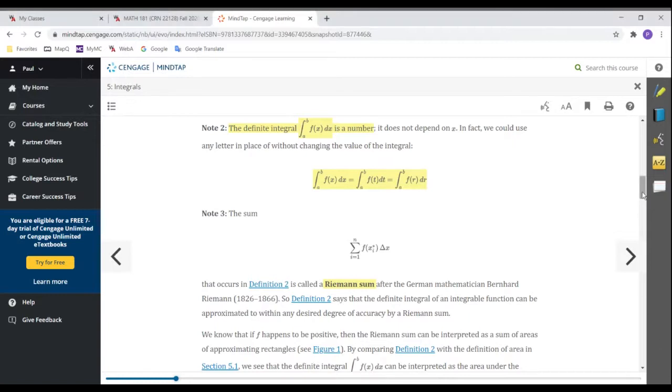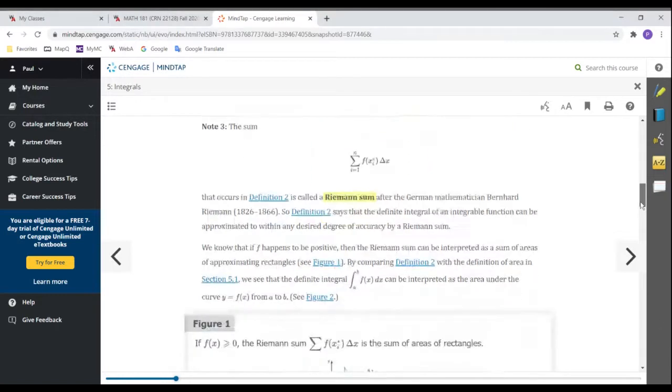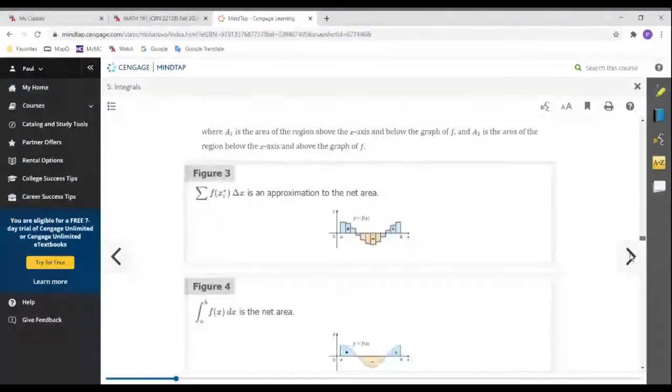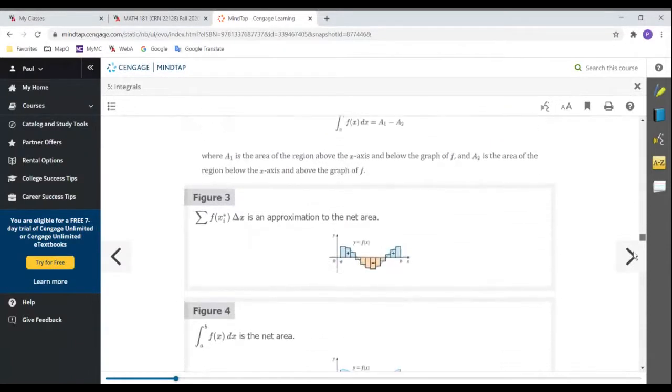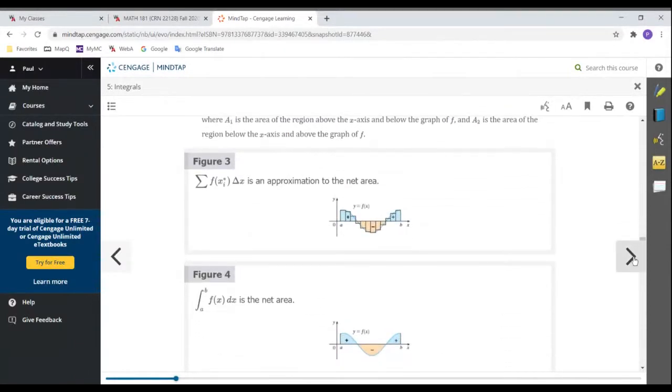Of course, what we're interested in is evaluating these integrals. In section 5.2, they have some figures, and it's probably worth looking at them. In figure 3, they have a function f of x that is positive. You're adding up the areas of the rectangles starting at x equals a and ending at x equals b. This is figure 3.